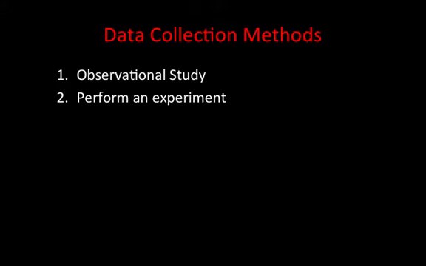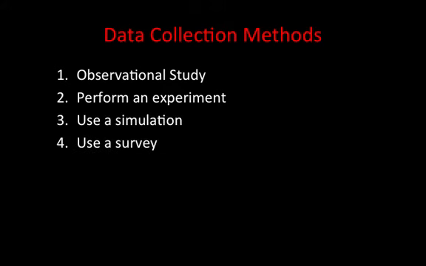Earlier we talked about different ways to sample a population, and we're usually going to use that when we're doing some sort of survey. But there's other ways to collect data. Often it depends on what the focus of the study is, and that's going to help us decide what kind of ways we're going to collect data. So there's 4 ways to collect data: through an observational study, performing an experiment, using some sort of simulation, and using a survey. So in this video we're going to talk about what these 4 data collection methods are and give some examples of good studies using these methods.